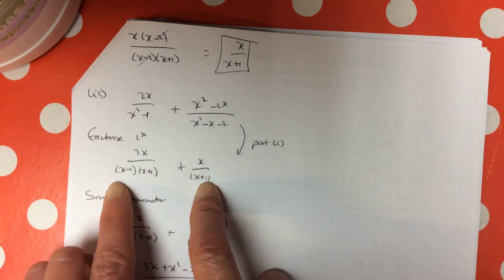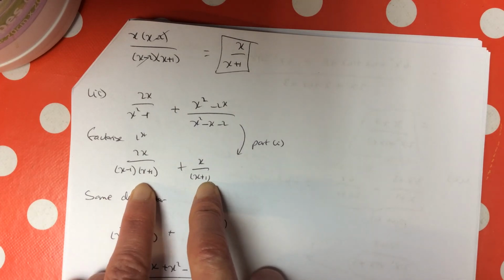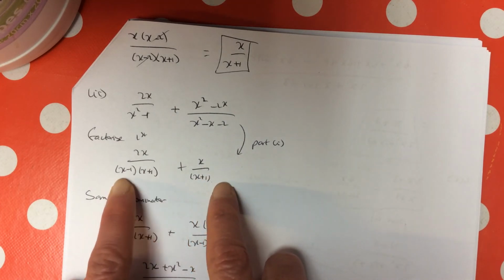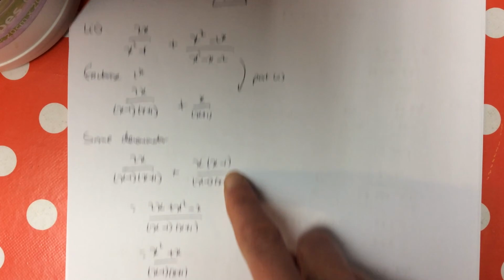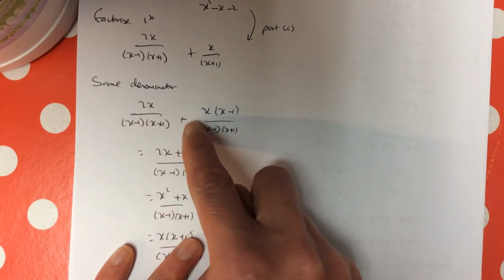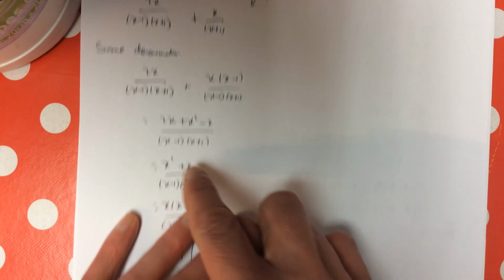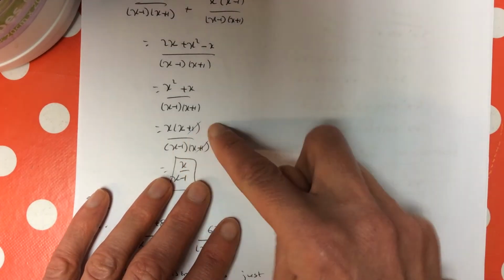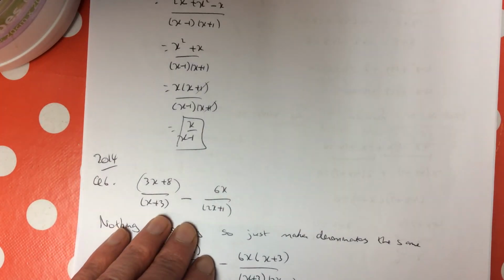This needs factorised, difference of 2 squares. Make the bottoms the same. This one needs an extra x minus 1, so pop it on top. Bottoms are the same, so you add the tops, times that out, x squared minus x. So tidy up, factorise, cancel, and you're left with that.